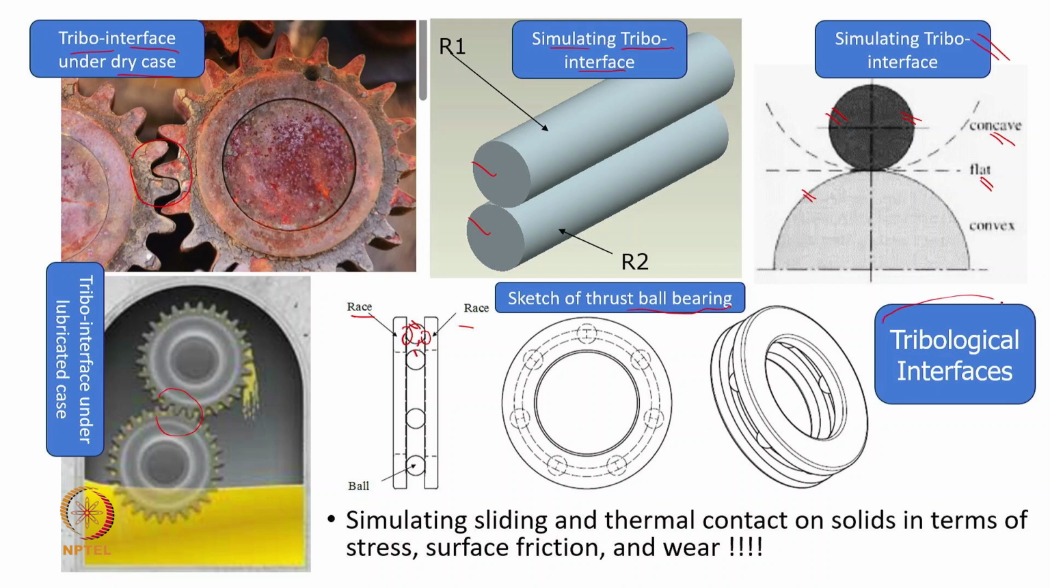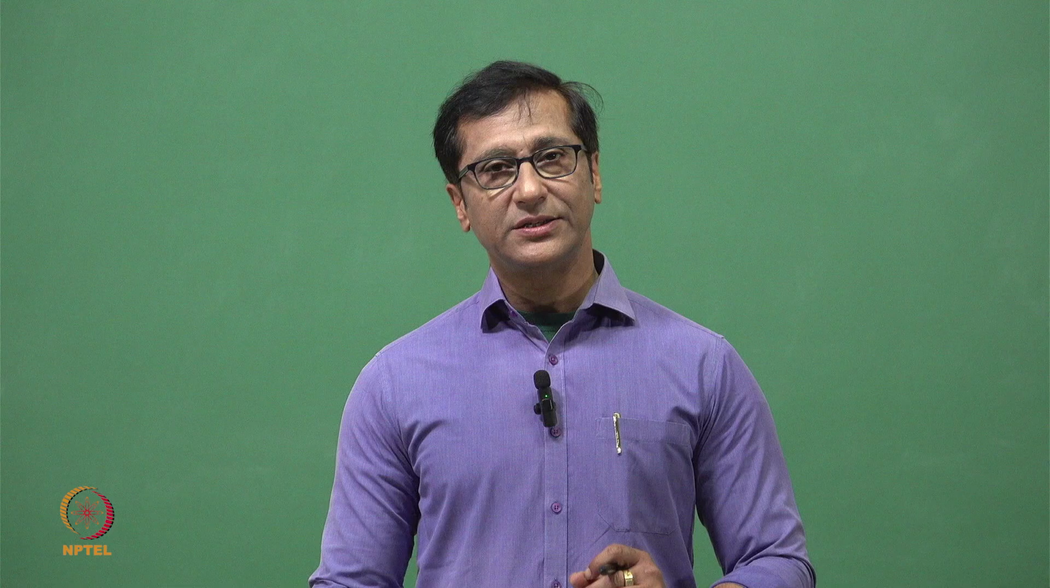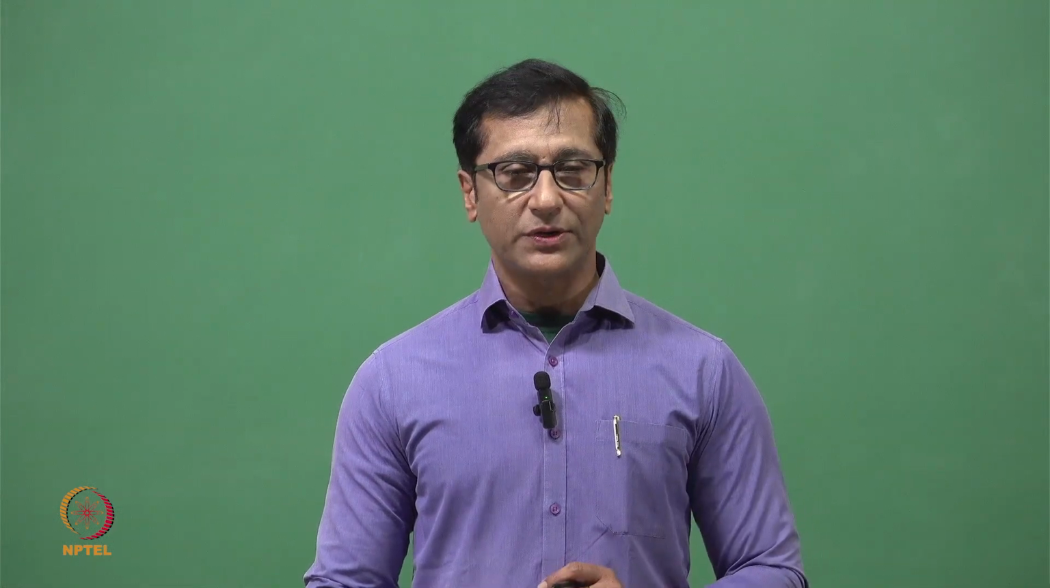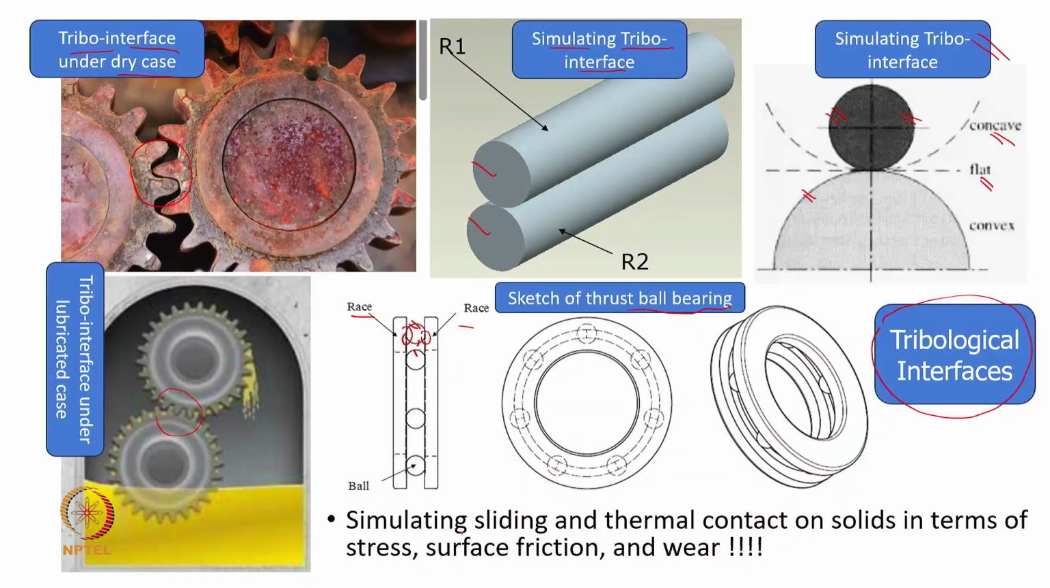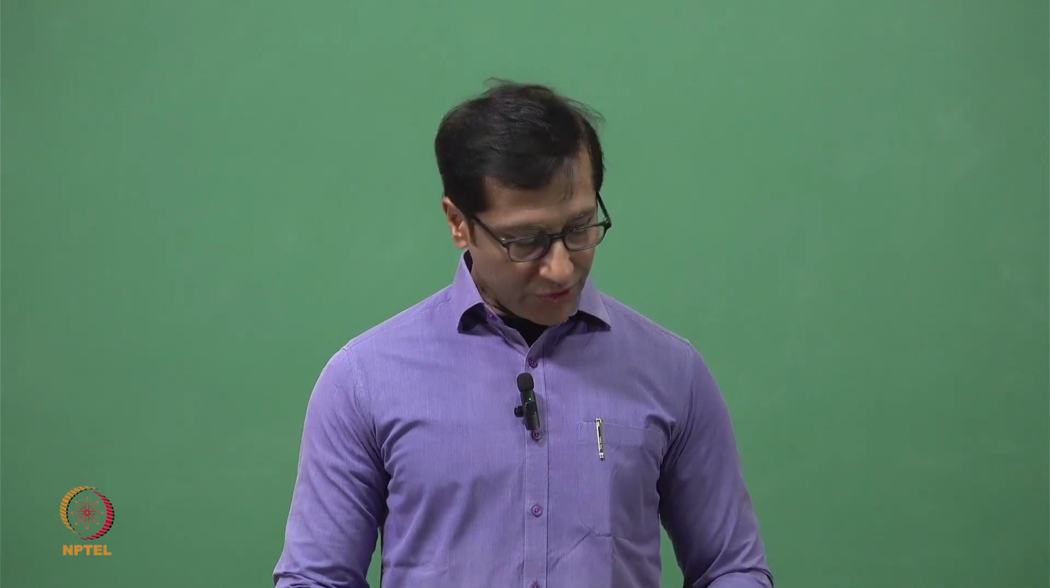The reason being, the tribological interface plays a major role in tribology. Unless we understand this interface and simulate it properly, we cannot really predict what's going to happen in tribology. So that's why we say simulating sliding and thermal contact; we are using both words. The reason being, if there is sliding and friction, and friction is very high, then there is a possibility of heat generation, and if there is heat generation, then there will be an instantaneous high temperature at the contact. So that's why we need to simulate thermal contact also in this situation.